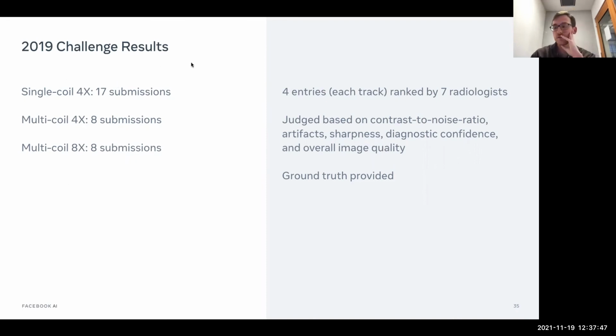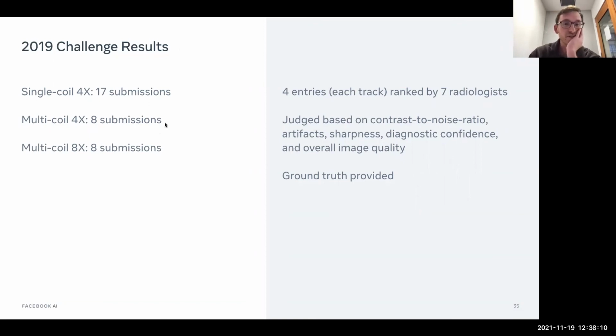The reason we had a single coil track, so if you're an MRI person, there are really no single coil MRIs. But that being said, multi-coil requires quite a bit of domain MRI expertise, and we wanted lots of people that maybe didn't know anything about MRI to get excited about the challenge. And you really see this in number of submissions. So like 17 different groups submitted to a single coil track.